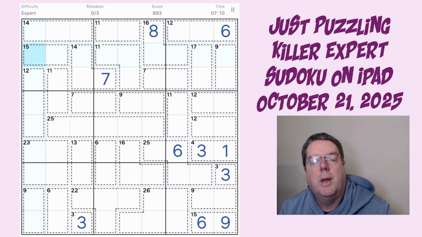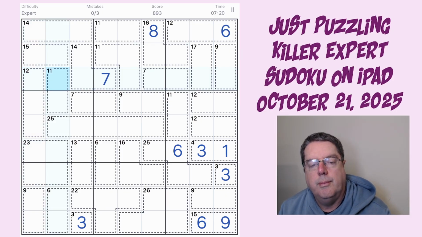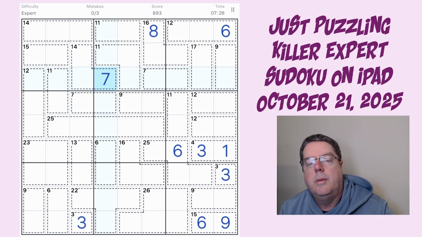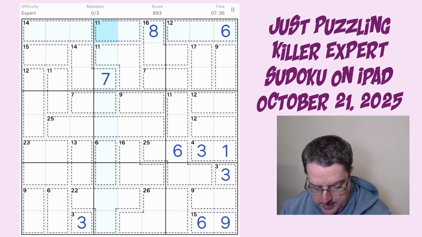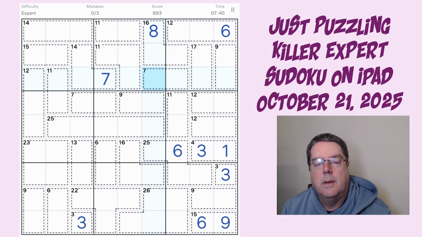So 14 plus 15 is 29, plus 7 is 36, so this is 9. Seven plus 8 is 15, plus 11 is 26, plus 11 is 37, so that's an 8. So they're not the same number.